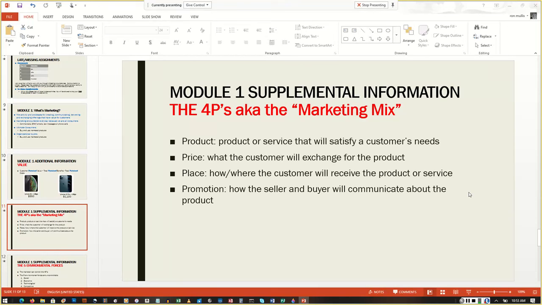So the product is the service or product that will satisfy customer needs. The price is what the customer is willing to exchange for the product. The place is how and where the customer will receive the product or service. Promotion is kind of the marketing part, how the seller and the buyer will communicate about the product. Now, marketers are able to control the 4 P's, so we say that those are controllable factors.